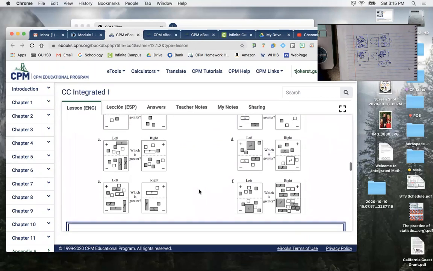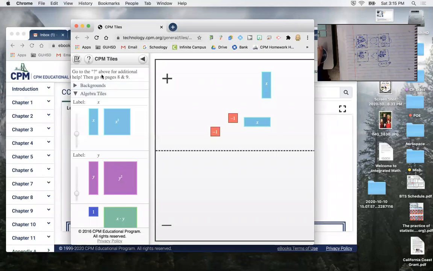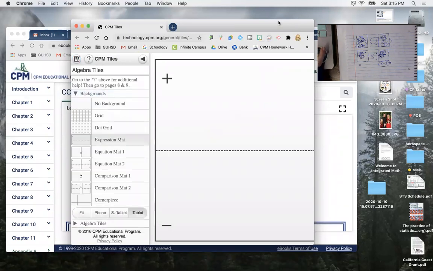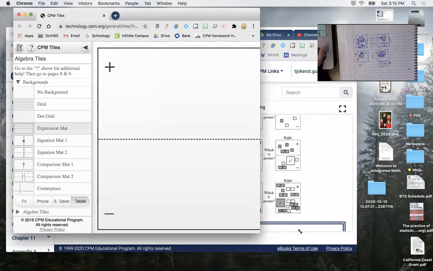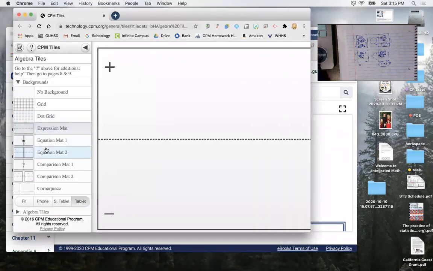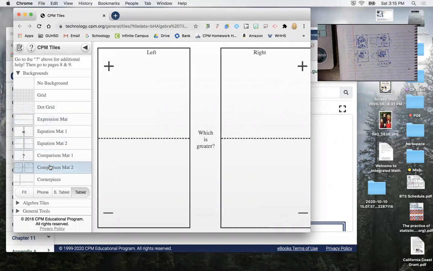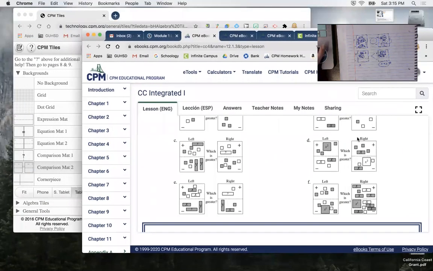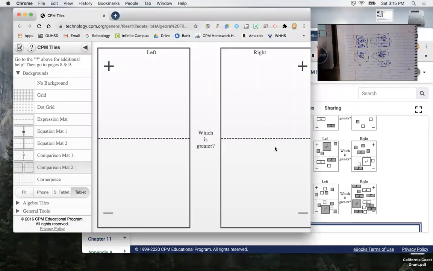I'm going to do one more of these, but I'm going to show it now on the algebra tiles. What's really nice here, I'm going to clear the tiles, is that you guys actually have the option to say, okay, instead what I want is a comparison mat. This is comparison mat number 2. And look, it's the exact same thing that we've been working on. So I'm going to put that one in. I'm going to also drag this off to the side because we're going to be working on D right here. So let me put those side by side so we can see them.